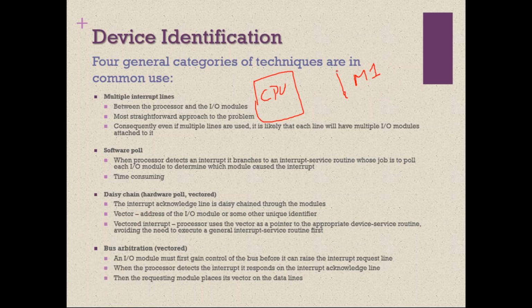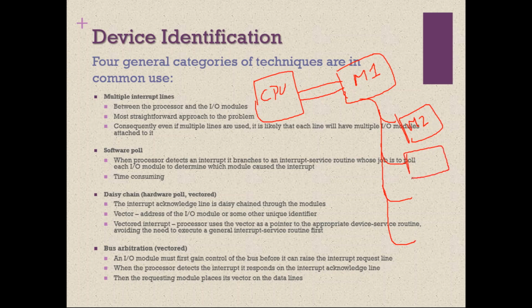Now how will the other devices be connected? This module is connected to the CPU through the interrupt line. The other modules are daisy chained. Daisy chain means module M2 will be connected with M1. In M1 there will be multiple lines available. This is called a daisy chain. If there are 4 cables available in M1, then 4 IO modules other than M1 can be connected with M1.